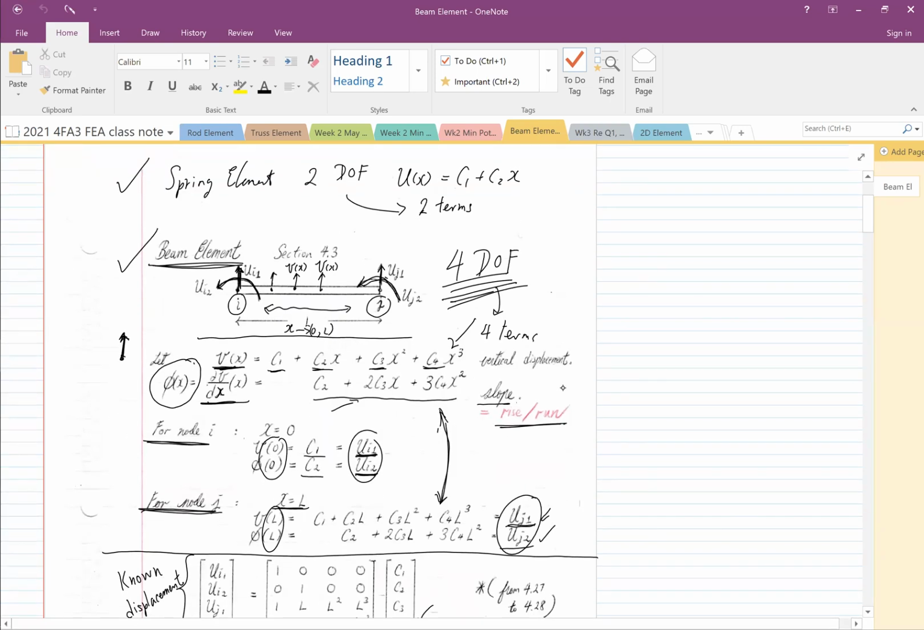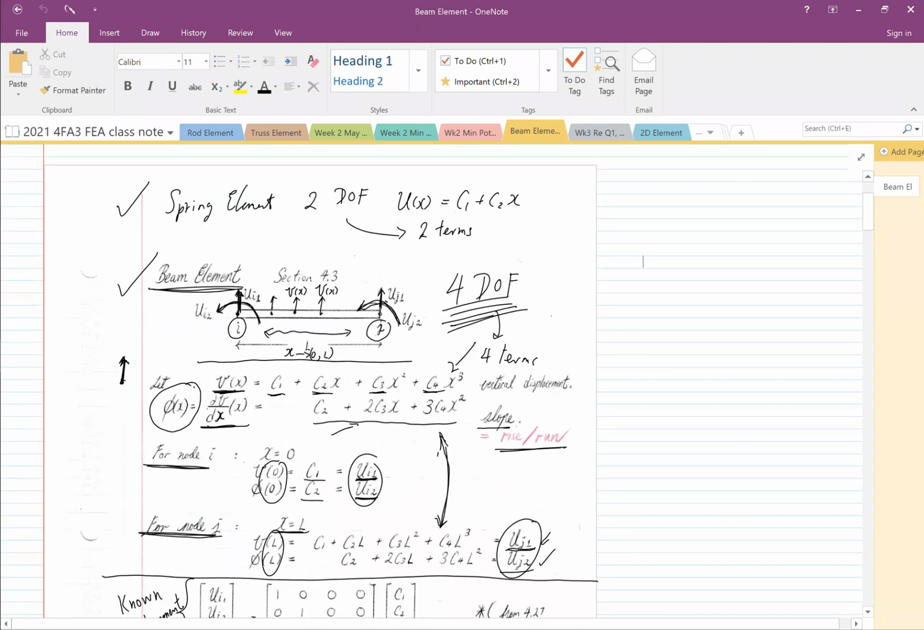The beam element has 2 nodes, but each node moves differently. The node only goes up and down. I shouldn't say up and down; the node moves normal to the element. It's 90 degrees to the element, and each node can turn as well. So right here a beam element has 4 degrees of freedom because each node moves in 2 ways.